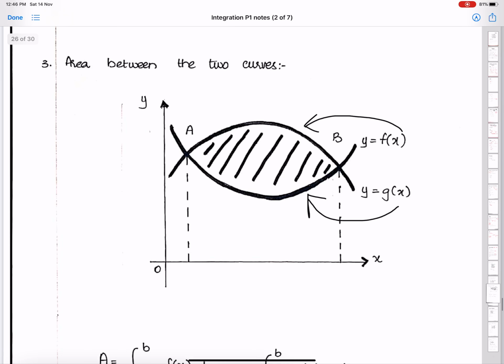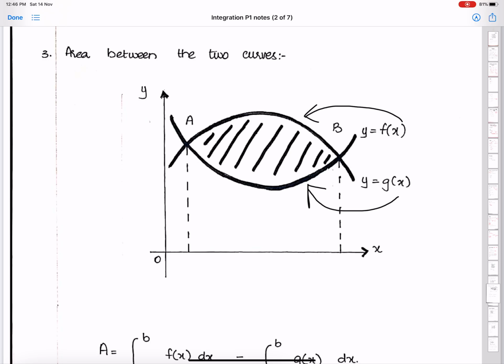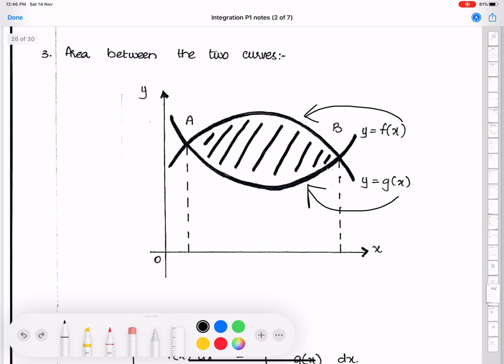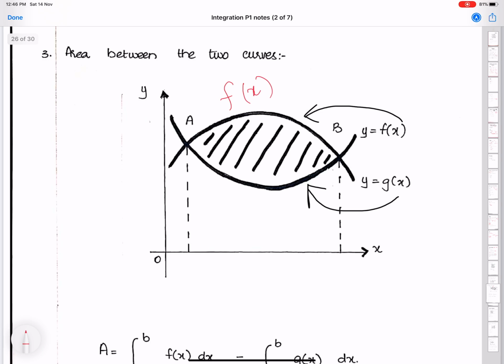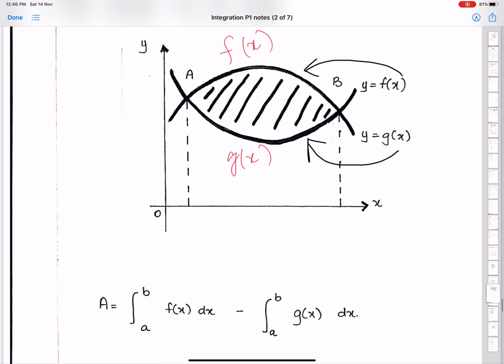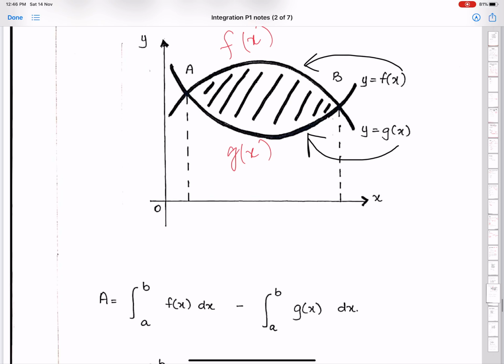Area between the two curves. The upper curve is f of x and the lower curve is g of x. So to get this area, you just need to integrate the upper curve and then minus the lower curve, because the upper curve will give you this total area, and when you integrate the lower curve it will give you this area, and since you need this area, it is upper minus lower.